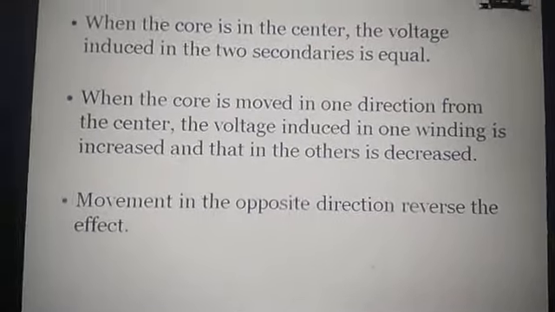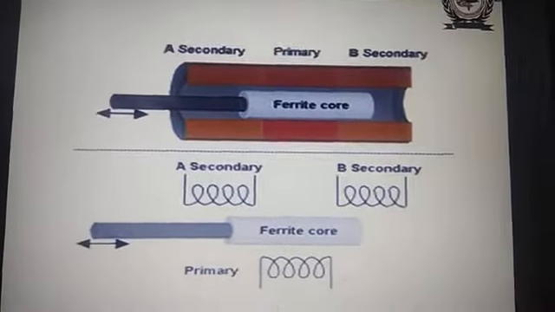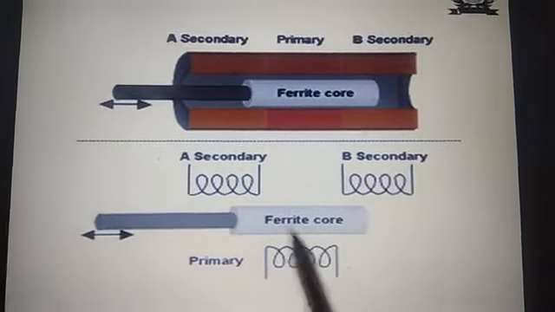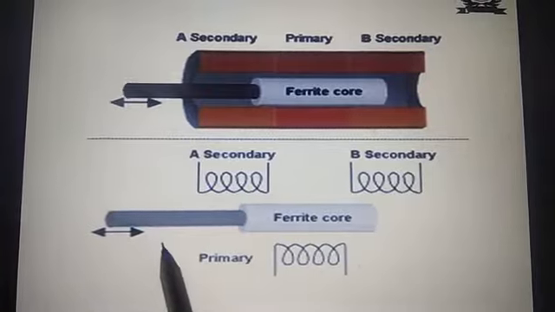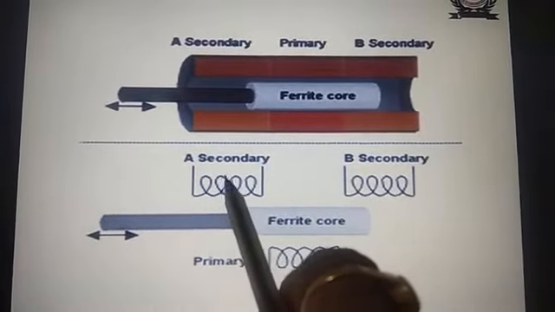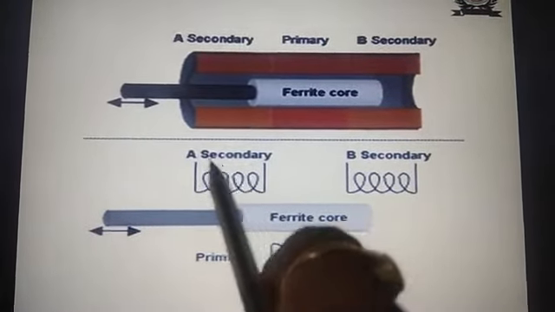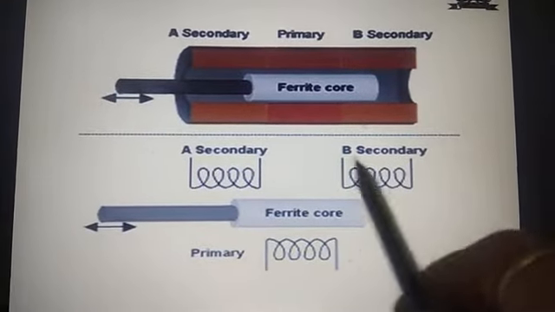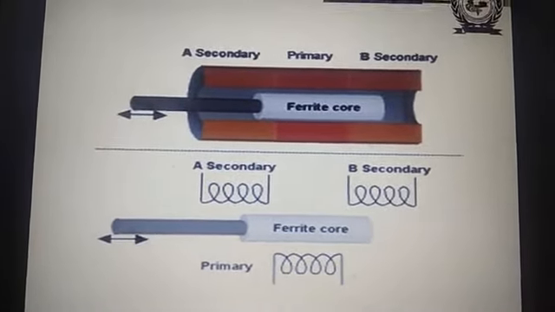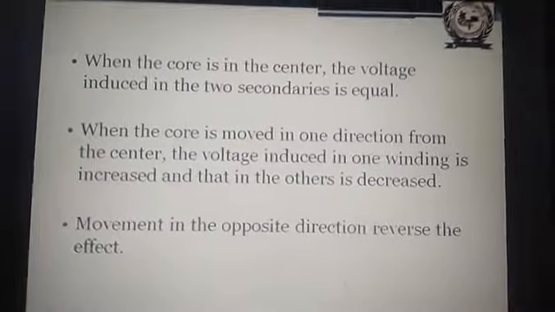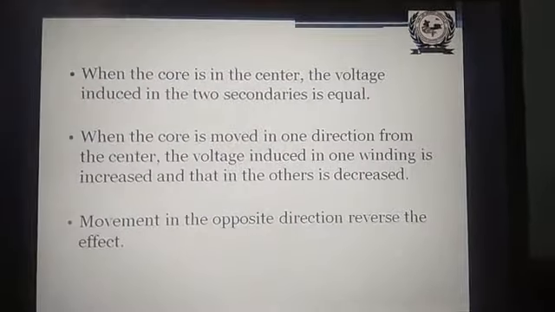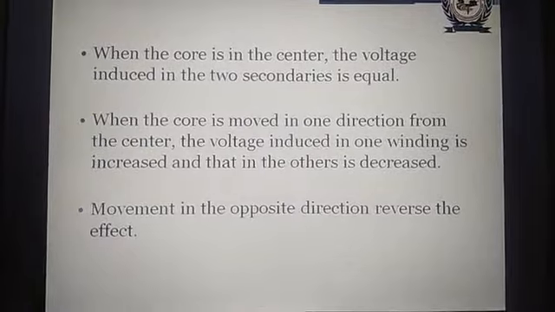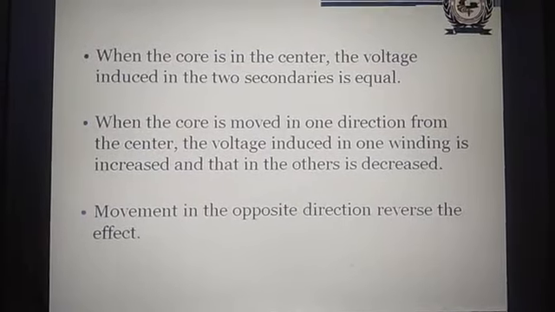As you can see in the diagram, if your core moves towards the left, the voltage at the secondary will be more at this A terminal. If you move towards the right side, the voltage induced at the B terminal will be more. Movement in the opposite direction reverses the effect.